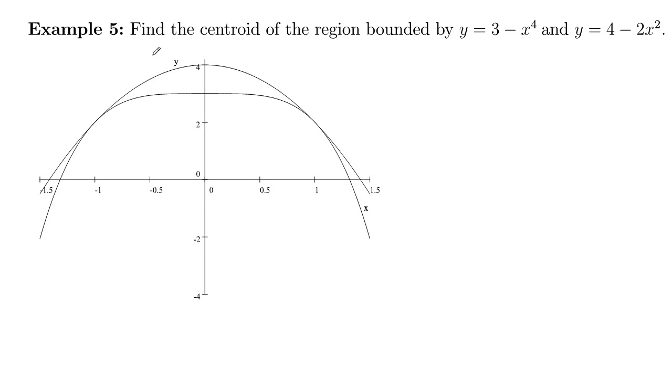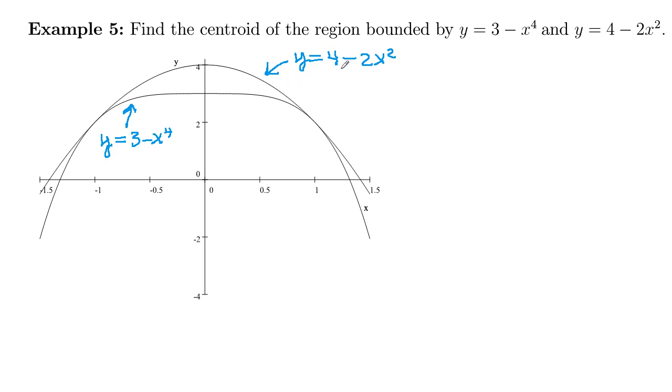So in example 5, we want to find the centroid of the region that's bounded by 3 minus x to the fourth and 4 minus 2x squared. So the 4 minus 2x squared is here. So that's y equals 4 minus 2x squared. And then down below here is our y equals 3 minus x to the fourth.